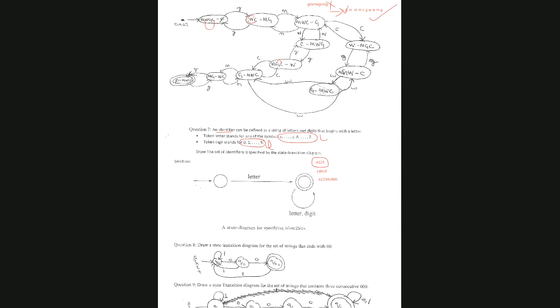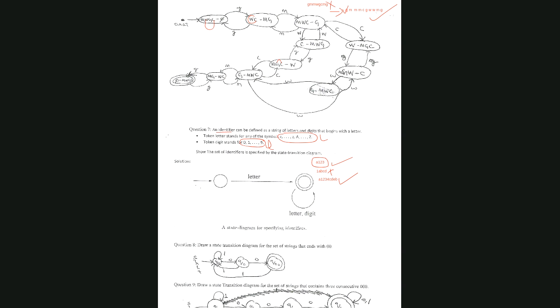So A is a letter, correct? So it is an identifier, correct? But is 1ABC an identifier? No, this is not an identifier. Why? Because it is starting from 1, and 1 is not a letter, it is a digit. It's not an identifier. Okay, is A1234CDEB an identifier? Yes, because it is starting from a letter.